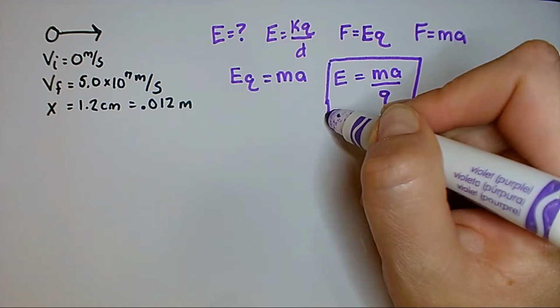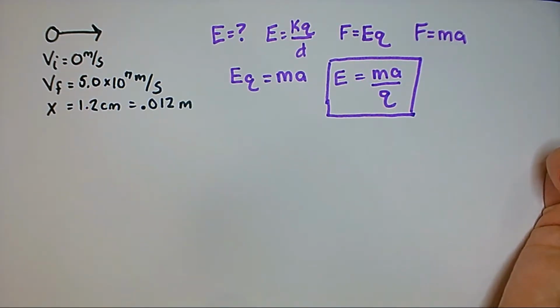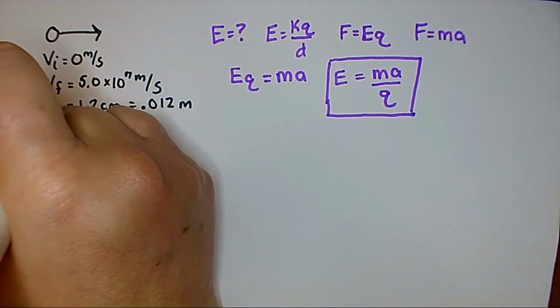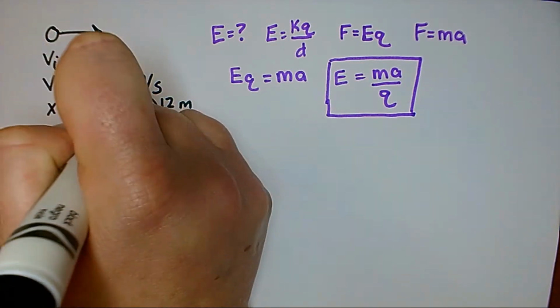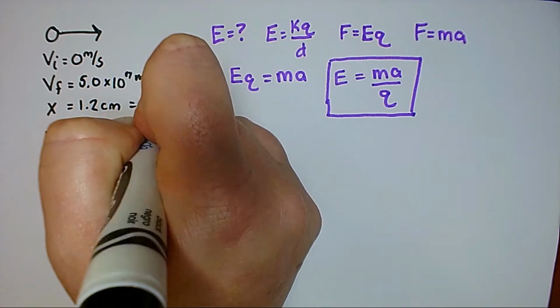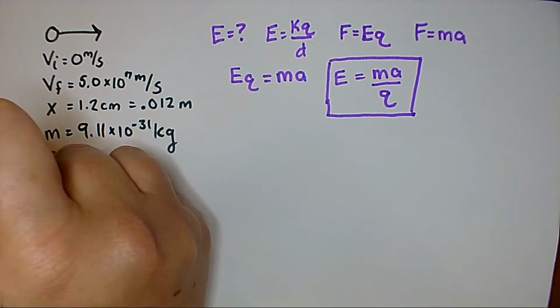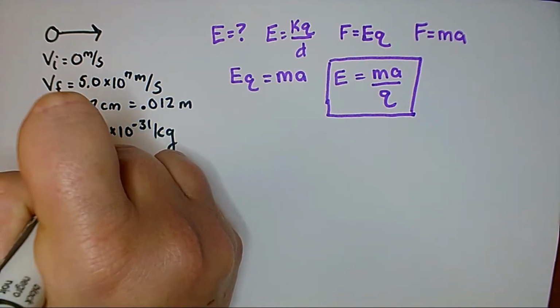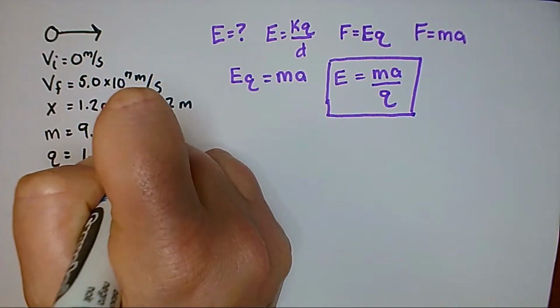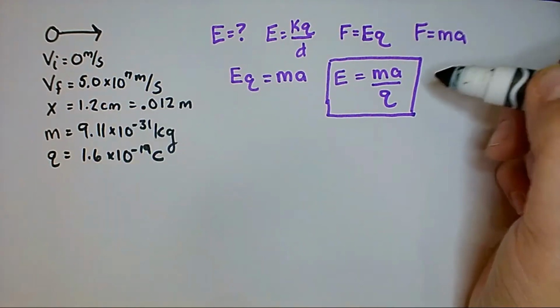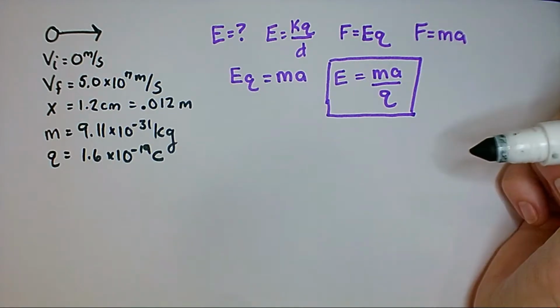Now, at first glance, it might seem that we don't have any of this information, but there's one given that's missing from this list, and that is that this is an electron, and electrons have a mass of 9.11 times 10 to the negative 31 kilograms, and they also have a charge of 1.6 times 10 to the negative 19th. So that's how we're going to get the mass and the charge.